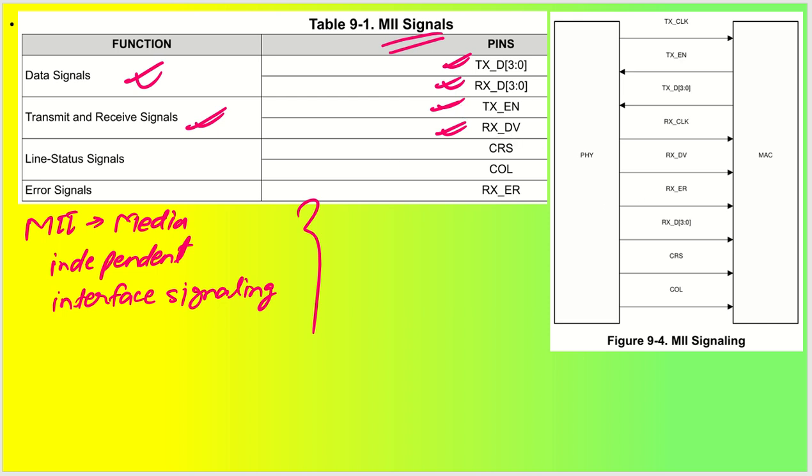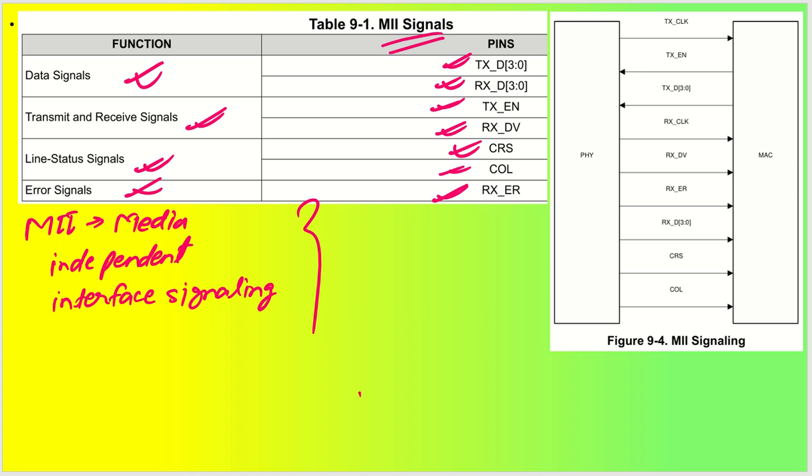Then we have some of the line status signals, which is called CRS, that is nothing but the carrier sense signal, and then we have the COL line, that is nothing but the collision detection line. And we have some of the error signals, which is also called RX error. So with these lines you will be able to have PHY and MAC interfacing. So this is all about MAC signaling.